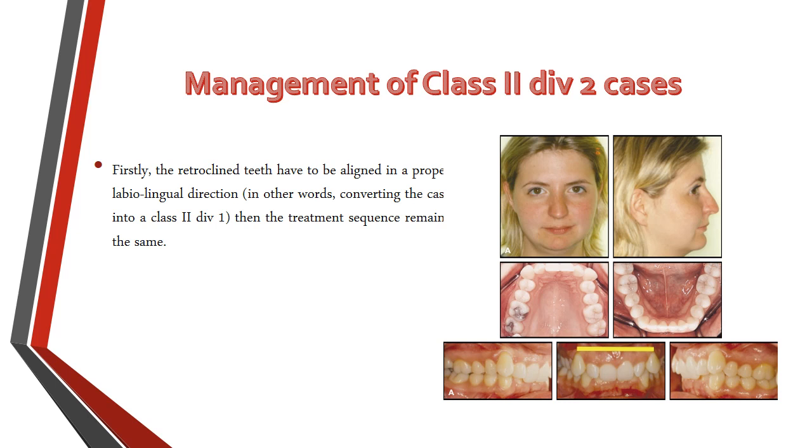Treatment of the class 2 division 2 cases is not so different from the class 2 division 1. In general, the first thing to do is to procline the retroclined incisors to be aligned in a proper labiolingual direction, or in other words, converting the case into a class 2 division 1 malocclusion. Then the treatment sequence in most of the cases is the same.